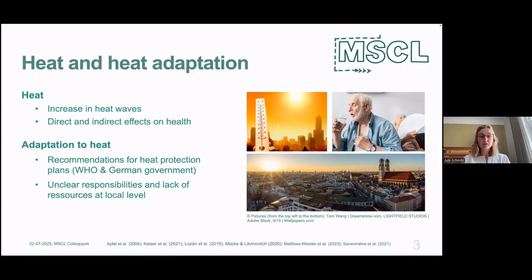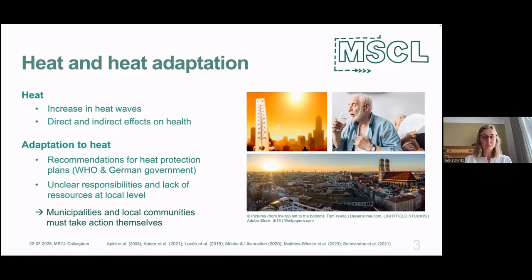The World Health Organization and the German government therefore recommend the development of heat action plans to counteract the health risks from heat. And in Germany, because of unclear responsibilities and a lack of resources at the local level, these heat adaptation plans can sometimes not be implemented. And this leaves the responsibility with municipalities and local communities to educate themselves about heat adaptation and also take action themselves.